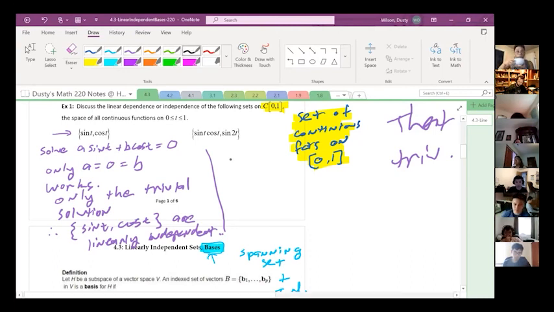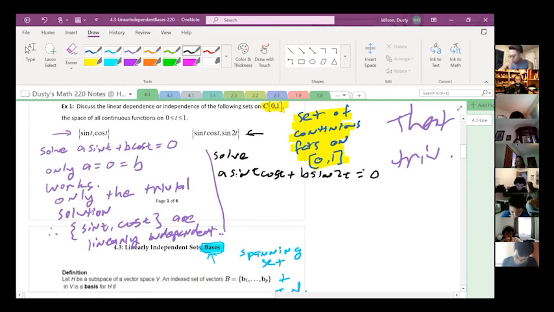So if we looked at this and we wanted to solve A times sine t cosine t plus B times sine 2t equal to 0. Can you think of some A's and B's that would make this true, some interesting A's and B's that would make this true?